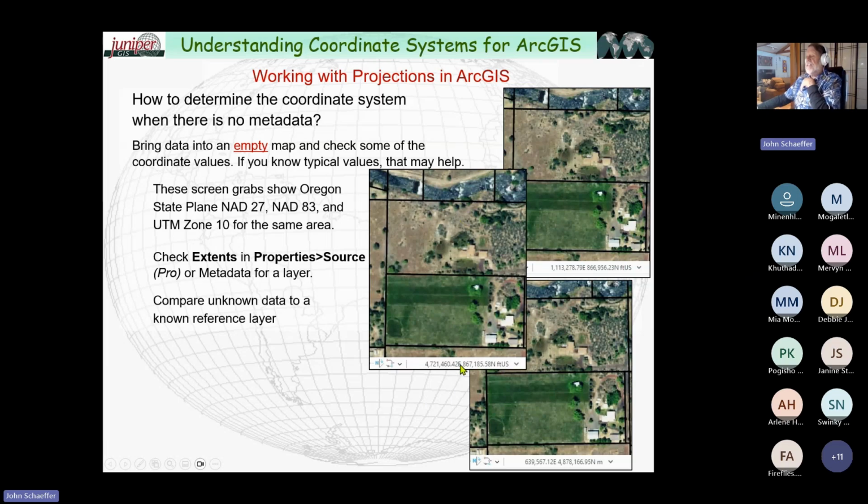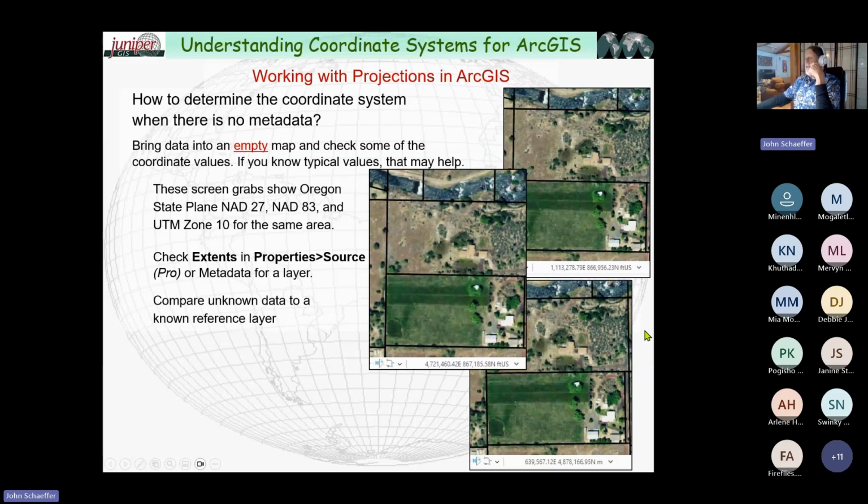But if I look at the data here, 4,721,460.42. Well, once I see this 4 million, remember where I said that Oregon State Plane NAD 83 had a false easting of 4,900,000 or whatever. Then I know, oh, if I'm seeing this type of number, it has to be North American Datum 1983. If I see this number, then I know it's North American Datum 1927 because the false easting is, I think, about 1.5 million, something like that.